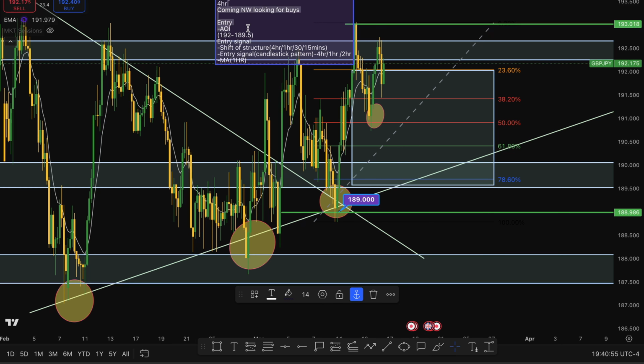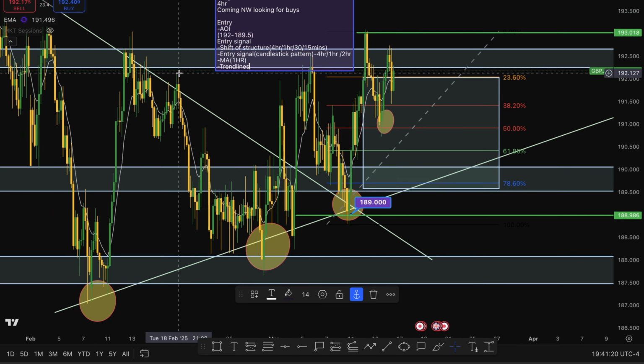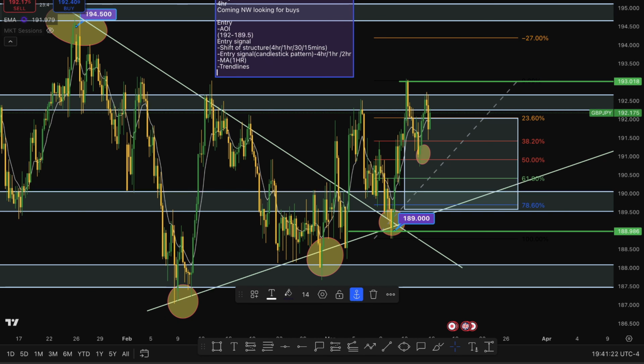Okay, now I usually use trend lines at points, but right now I'm not really looking for a trend line in this situation. So it depends. If it touches the trend line, that would be wonderful, right at 189.5. In that sense, I would be looking for a trend line. But if I see this shift of structure anywhere in this area that I've marked off, I'm going to be taking the buys.